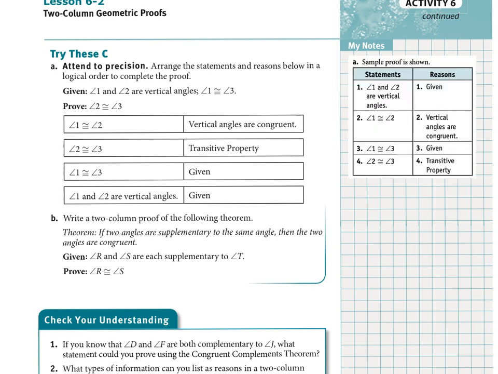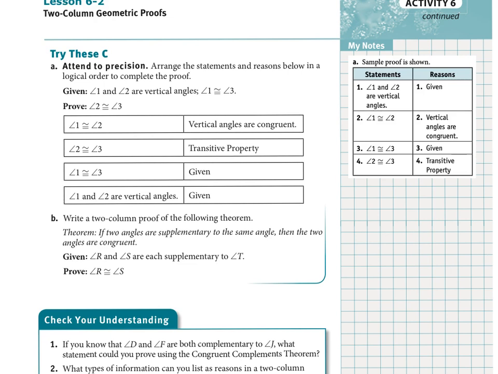Let's go ahead and check out a sample proof of A in the margin on the right. It started off with our given information of angle 1 and angle 2 are vertical angles. Then our next statement was angle 1 is congruent to angle 2, and that reason was that vertical angles are congruent. That might be a new piece of information for you, but remember, they gave this information to you right there. All right, let's look at what we did next.